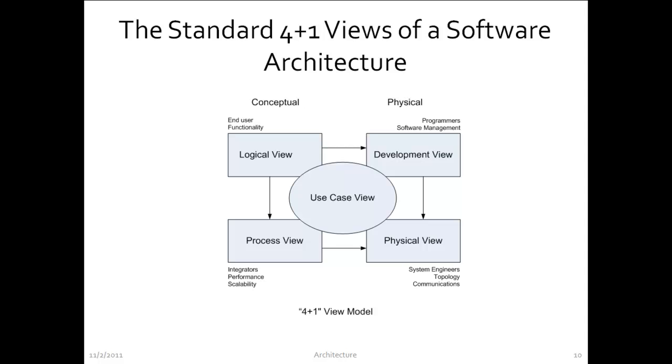Another way to look at architectural views is to try and understand what all views are necessary in order to describe an architecture. So Philippe Kruchten from Rational Software Corporation came up with this 4+1 view model of software architecture. He basically said you need these 5 views to properly describe a software architecture. So in the middle is the use case view, which describes the functionality the architecture has to implement.